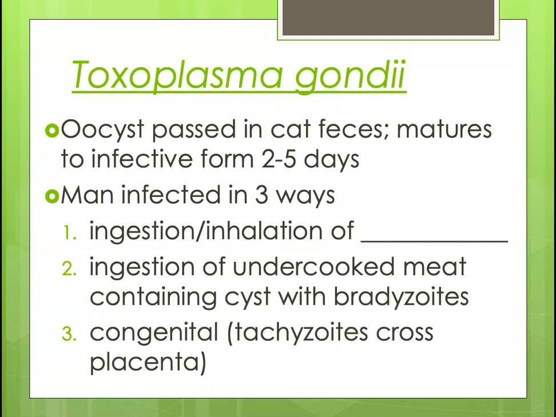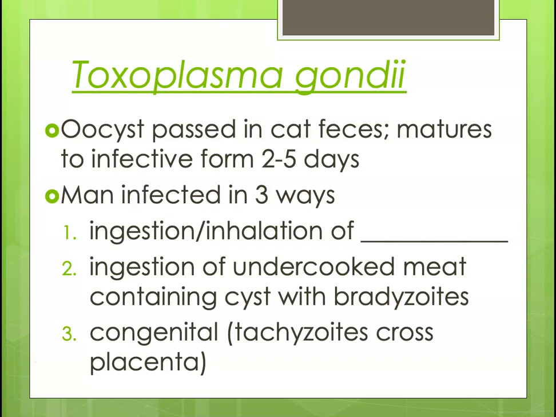So to discuss the life cycle a little bit, an infected cat's feces contains the life cycle stage called the oocyst. This is what the cat would pass, and this is what could be infective for us. It matures either outside in the environment or in the litter box. It takes about 2 to 5 days to mature and become infected. So man is infected by one of three ways. We can either ingest or inhale that oocyst.